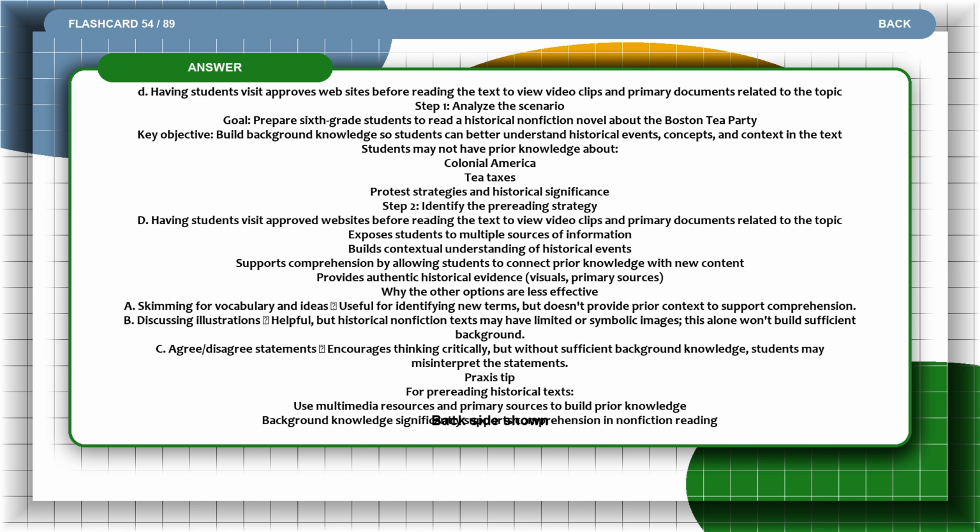A. Skimming for vocabulary and ideas: useful for identifying new terms, but doesn't provide prior context to support comprehension. B. Discussing illustrations: helpful, but historical non-fiction texts may have limited or symbolic images. This alone won't build sufficient background. C. Agree/disagree statements: encourages thinking critically, but without sufficient background knowledge, students may misinterpret the statements. Praxis tip for pre-reading historical texts: use multimedia resources and primary sources to build prior knowledge. Background knowledge significantly supports comprehension in non-fiction reading.